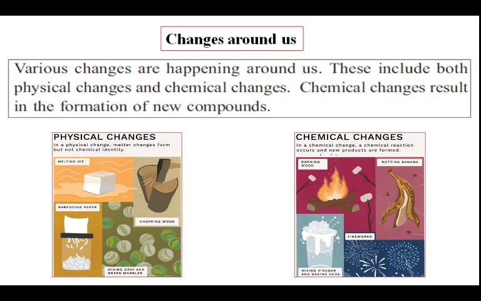We know there are many changes happening around us. These include both physical changes and chemical changes, which are as shown below. Chemical changes result in the formation of new compounds. Here we discuss only chemical changes.